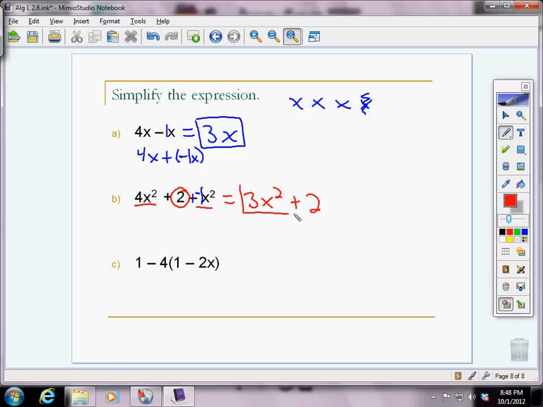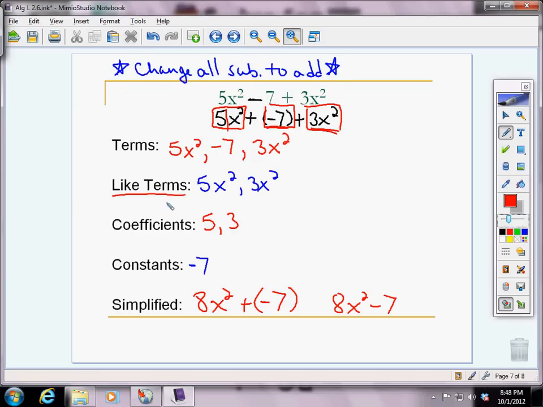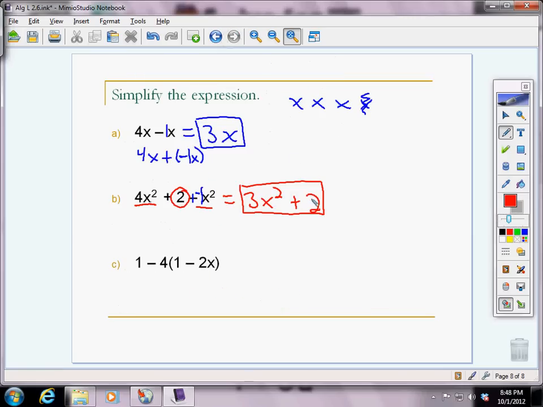This is the simplified answer. You can't go any further. This does not become 5x squared because remember, like terms have identical variable parts. They don't have identical variables. This is an x squared, this is an x. Okay?